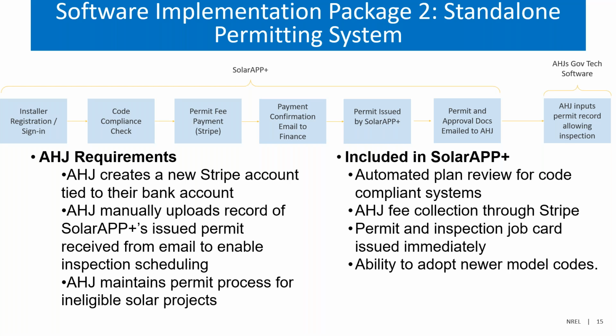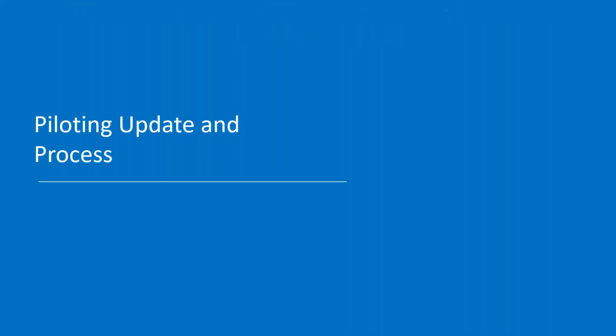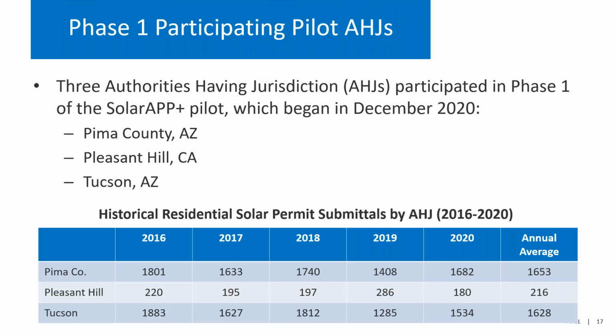For those jurisdictions that don't have an online and interactive web-based platform to do that type of permitting, SolarAPP can also serve you. So ultimately, if you have a backend system, which everybody does, SolarAPP can actually issue the permit on your behalf for solar projects that are eligible. And then ultimately, you would take that permit information from SolarAPP and input it into your existing system to generate a permit record on your side and also ultimately allow for inspection. So that's all to say that there is more than one way for jurisdictions to adopt.